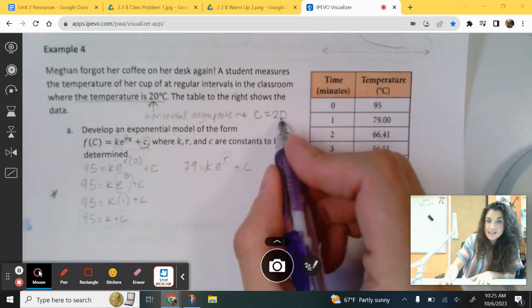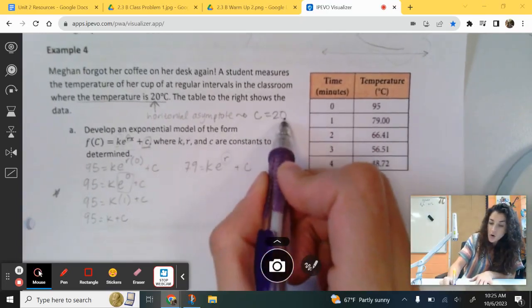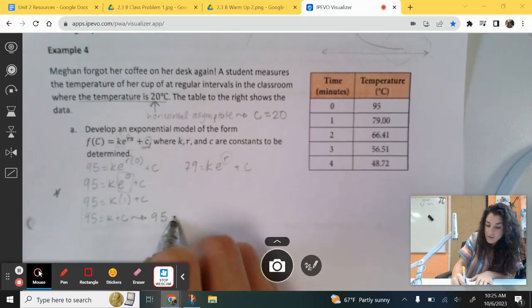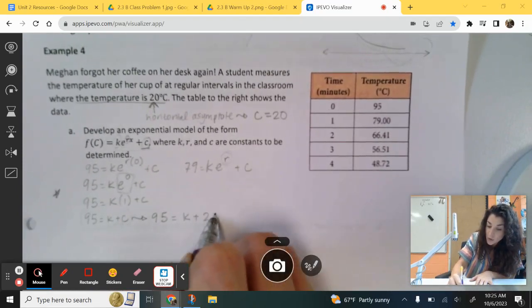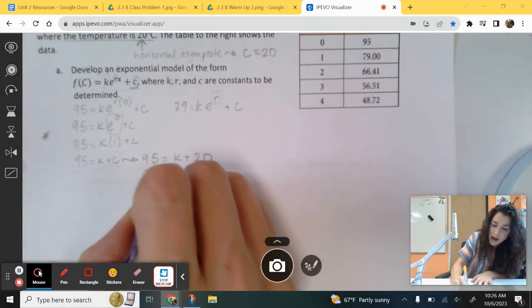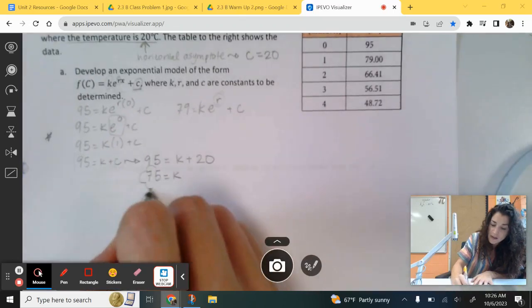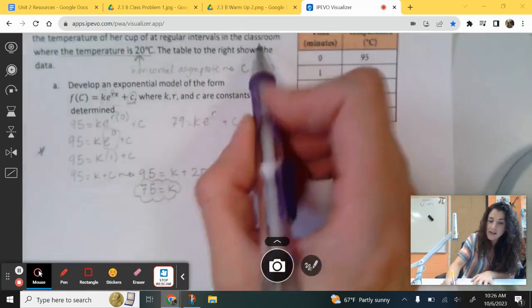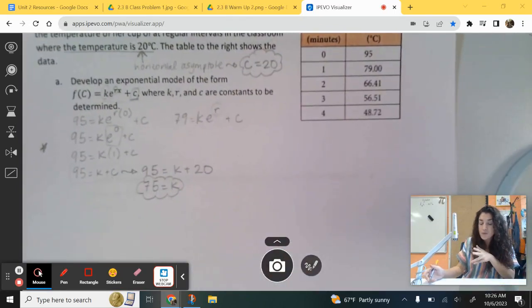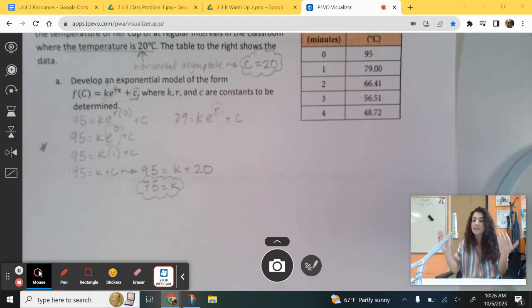If I know that C is equal to 20, then I can go over here and say, C is equal to 20. So 95 equals K plus 20. You could numerically solve, or you could just subtract 20 from both sides and say that 75 is equal to K. So I have my K, I have my C, and that means I've solved for 2 out of the 3 unknowns, right? None of it was a system of linear equations. None of it was us having to put something into our calculator.